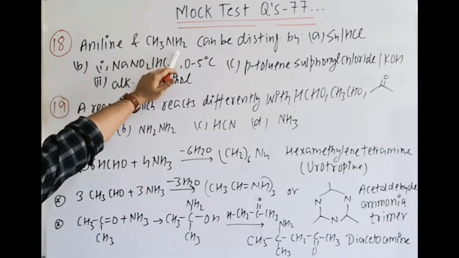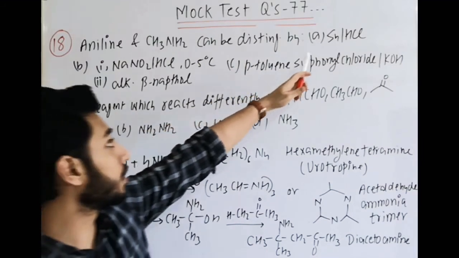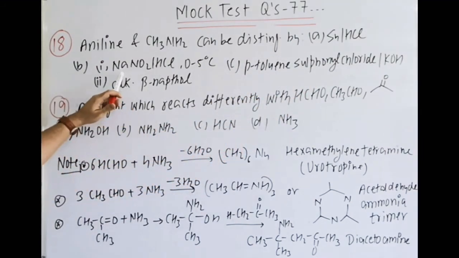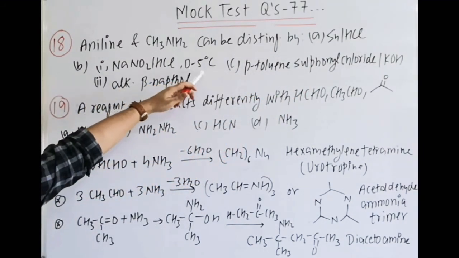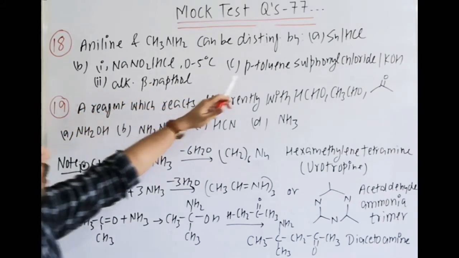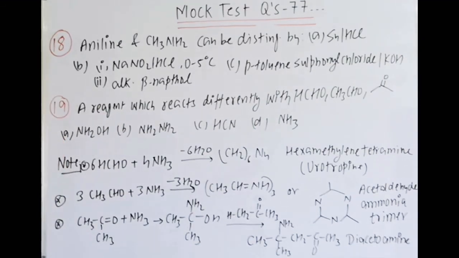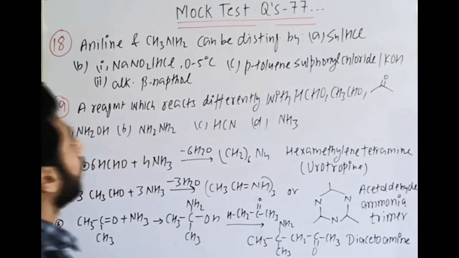The question is: aniline and methylamine can be distinguished by which option? First is Sn/HCl. Second is NaNO2/HCl at 0 to 5 degrees Celsius, second step alkaline beta-naphthol. C option, para-toluene sulfonyl chloride. Now identify it. I am answering it. Pause this video and try this question.